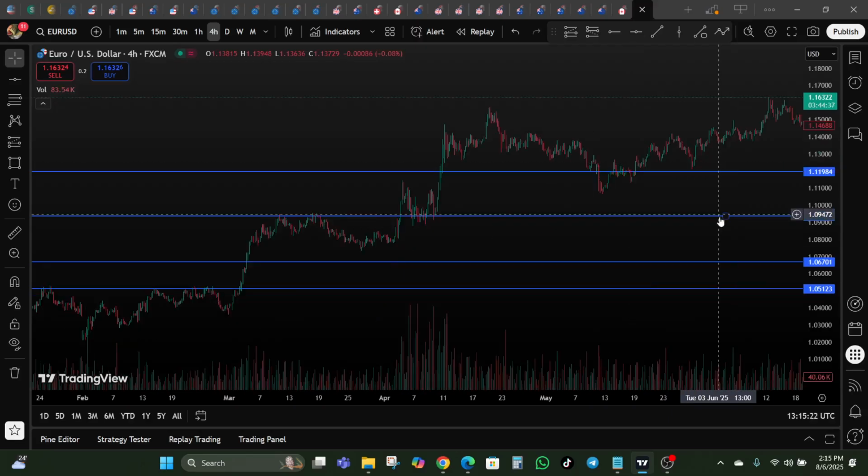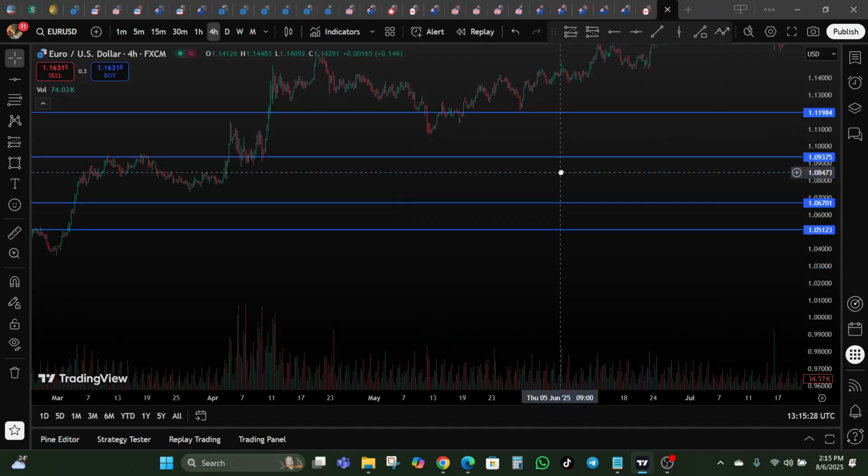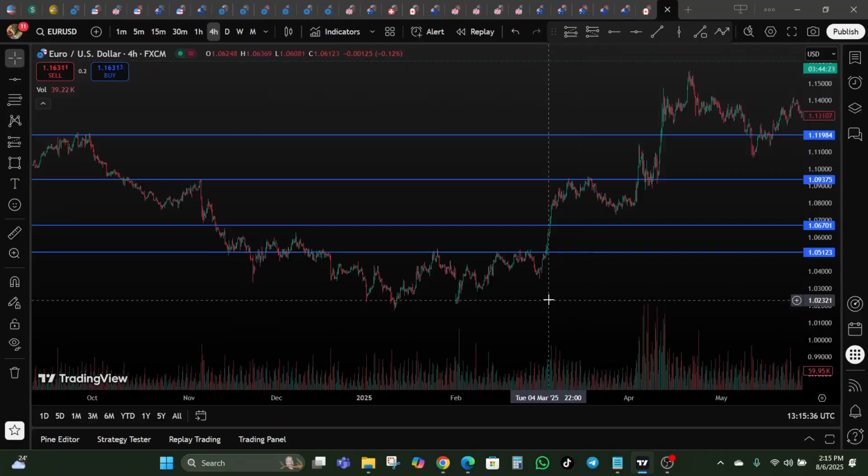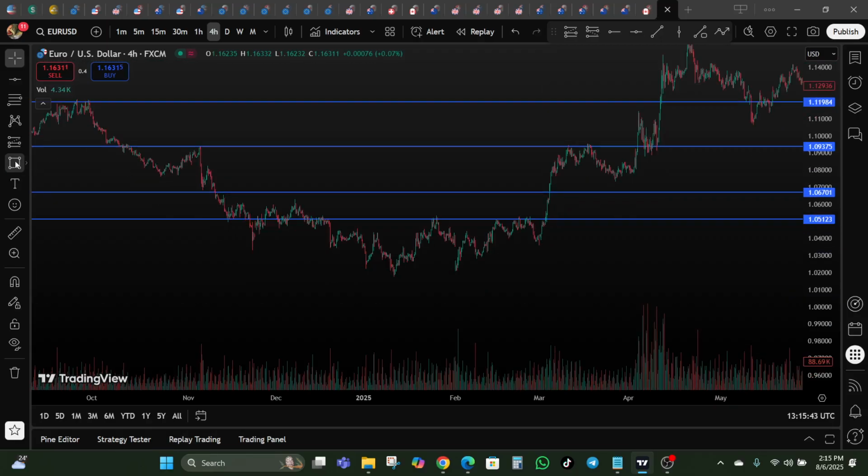You have to start by marking areas where price has previously rejected strongly, probably with long wicks, or areas where price has consolidated before a major move. For example, you can see here we had a period of consolidation around here, after a bearish move, before a bullish move started. So you can mark out your consolidation zones as well.